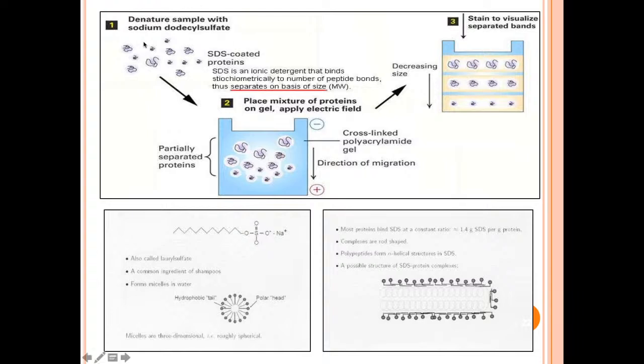As we can see, your sample is denatured with sodium dodecyl sulfate, so the proteins are coated. SDS is basically an ionic detergent that binds stoichiometrically to the number of peptide bonds and separates proteins on the basis of molecular weight. Then you place the mixture of proteins on the gel, apply an electric field, and then you stain to visualize the separated bands later on. So like 1, 2, 3.